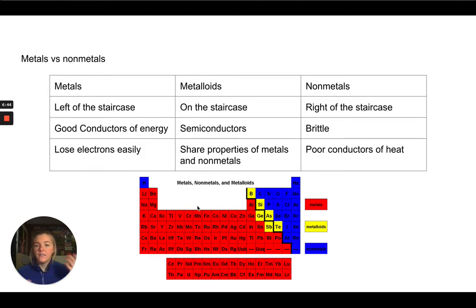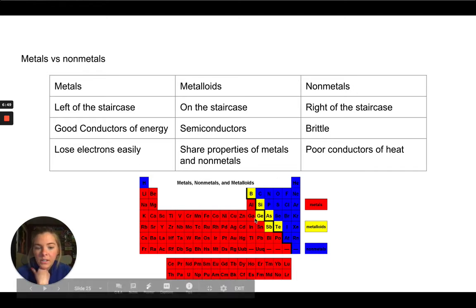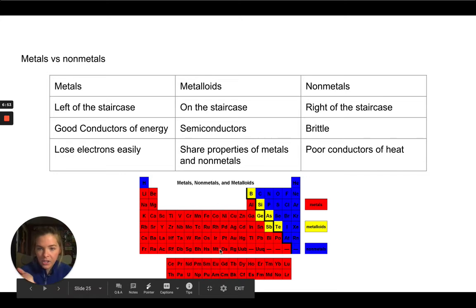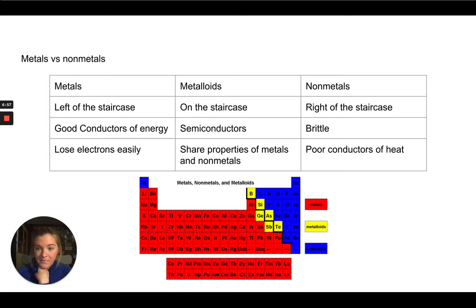Just as a recap of what I just said, metals are to the left of the staircase. They're good conductors of electricity, and they get rid of their electrons easily. That's going to be important to remember moving forward. We haven't learned that yet, but it'll be helpful in our coming lessons that metals lose electrons easily. Metalloids, like I said, are on that middle staircase and are shown in yellow here. They kind of conduct electricity, but not super great, and they have some properties of metals and some of nonmetals.